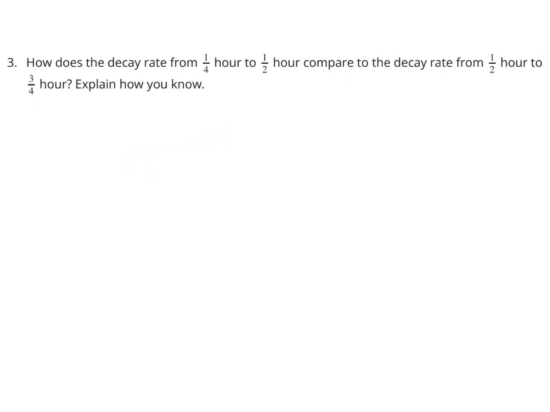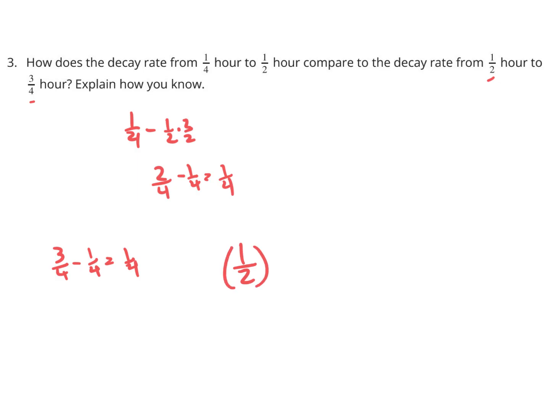Now, how does the decay rate from 1/4 to 1/2? So 1/4 to 1/2. Well, I had to change this one into 2/4, because I times it by 2/2 to make the bottoms the same, equals 1/4. And then from 1/2 hour to 3/4, again, 3/4 minus 1/4 is 1/4. So we want to know what the decay rate is. So if my decay rate was 1/2 every 1 full half hour, for 15 minutes, I got to raise that to 1/2.